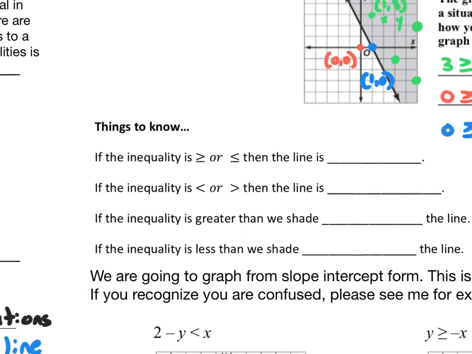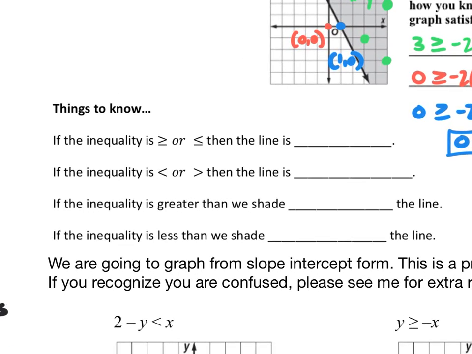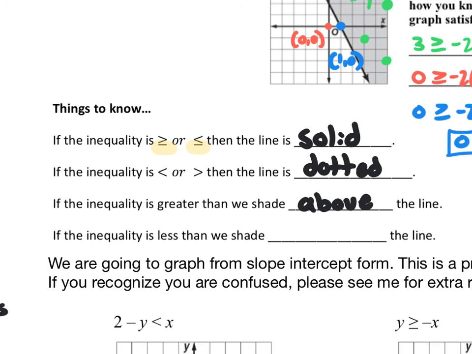And as far as it goes for the shadings here, if the inequality is or equal to, then the line is solid. I always say if you see a line, you draw a line. If the inequalities are not equal to, so just less than or greater than, the line is dotted. If the inequality is greater than, we shade above the line. And if the inequality is less than, we shade below the line.